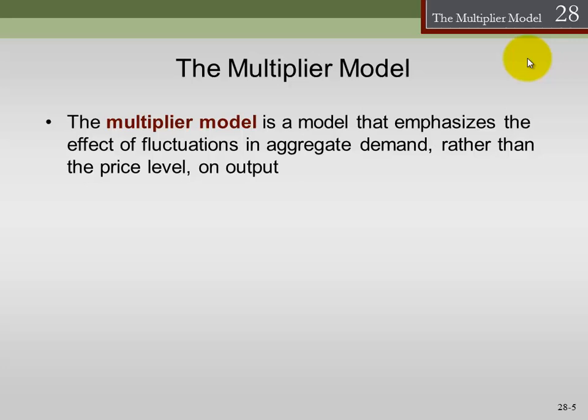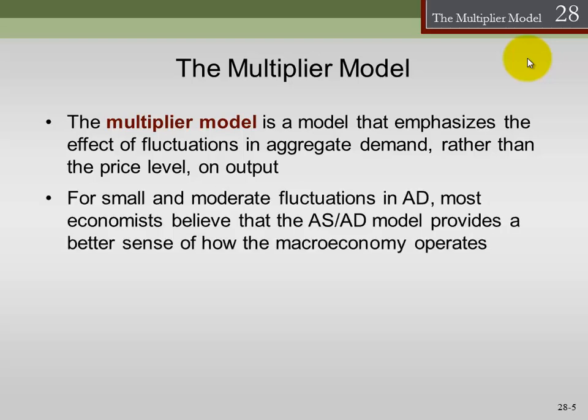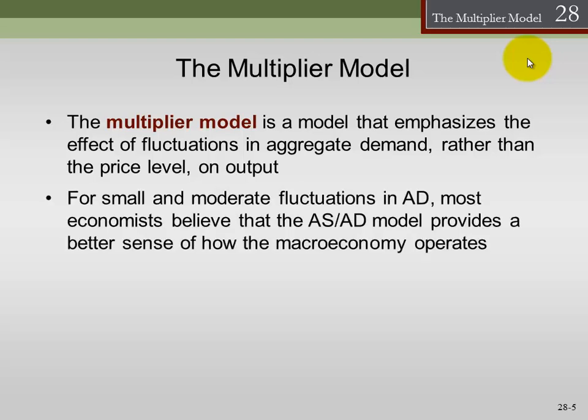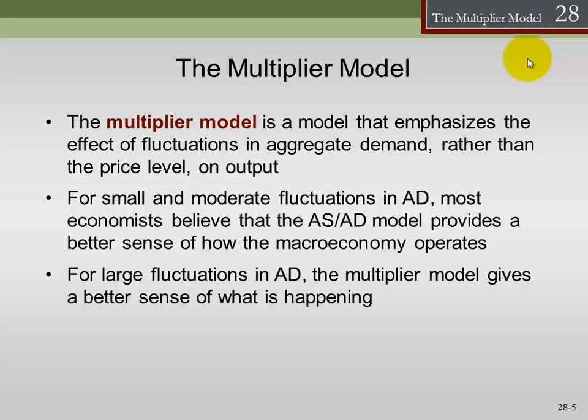We've talked about that a little bit. In this chapter, we're really going to develop that model to its fullest. So the multiplier model is a model that emphasizes the economic fluctuations in aggregate demand rather than price level and output. For small, moderate fluctuations in aggregate demand, most economists believe that the aggregate supply aggregate demand model provides a better sense of how macroeconomics operates. But for large fluctuations, we can see these multiplier effects happen.